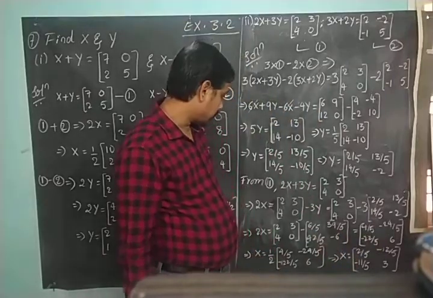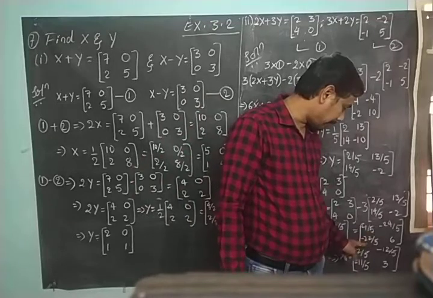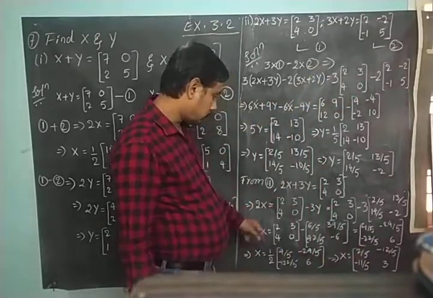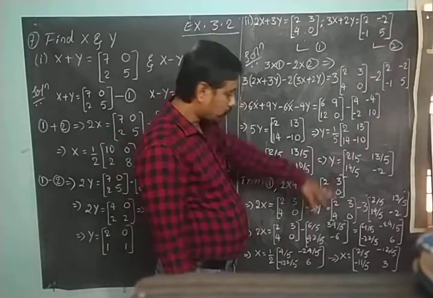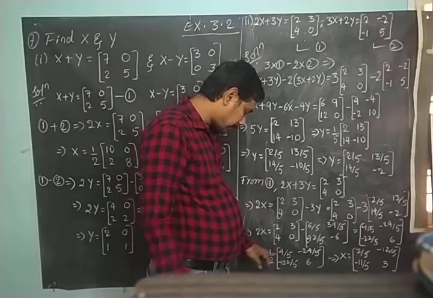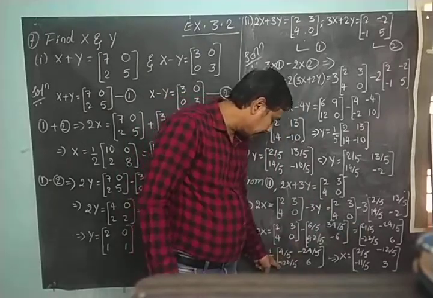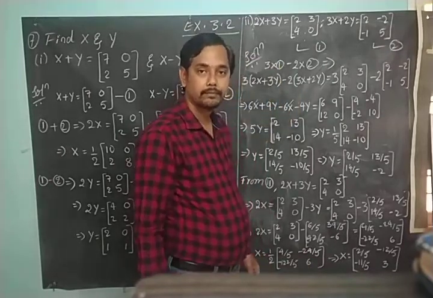Is that clear? So 2x is what? 4 by 5, minus 24 by 5, minus 22 by 5 and 6. So we got the value of 2x. How to get the value of x here? Take 2 to the other side. x will be equal to 1 upon 2 into this matrix: 4 by 5, minus 24 by 5, minus 22 by 5 and 6. Is that clear? Fine.